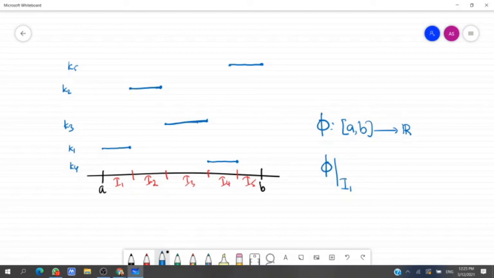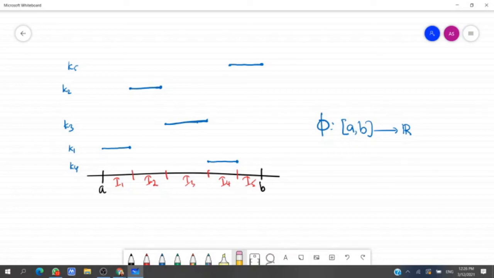Let phi be a step function defined on the closed interval [a, b]. Then there exist finitely many subintervals I1, I2, ..., In of the closed interval [a, b] such that phi takes a finite constant value on each of the subintervals. Say phi takes the value k1 on the subinterval I1, a constant value k2 on the subinterval I2, and so on, and a constant value kn on the subinterval In.